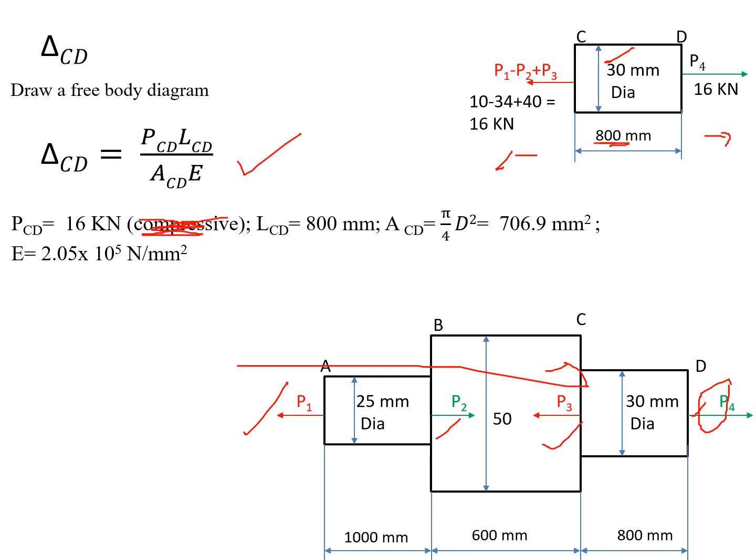In this equation I substitute all the values, then we will get delta CD equal to 0.0888 mm. And one more thing you have to observe: the net force acting on the CD section is a tensile force. So due to the tensile force, the deformation is an elongation, and you have to consider the plus symbol.